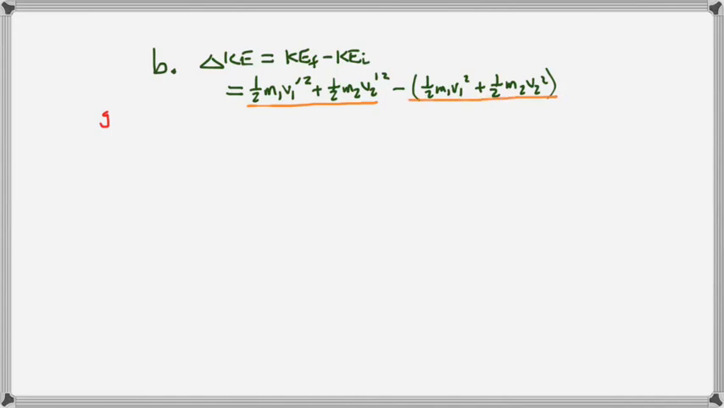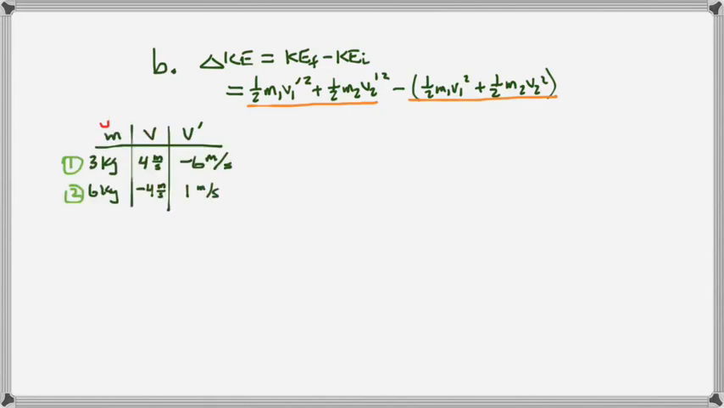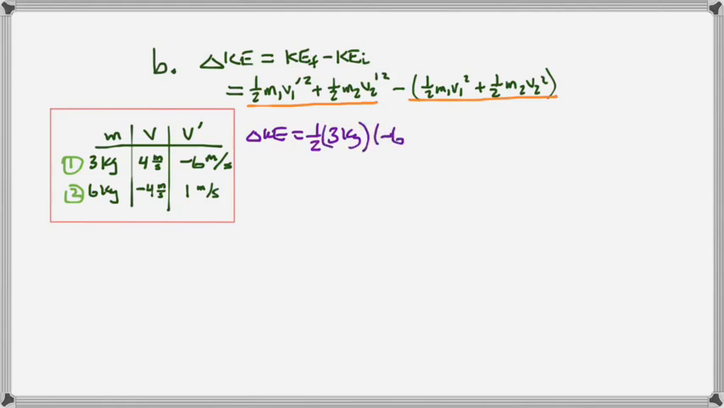And now we're just going to plug in the values that we have. So let's remember what they are, from the other side. So we're going to get delta KE. The change in kinetic energy is going to be 1/2 times that 3 kilogram times negative 6 meters per second squared. Okay, I'm going to pause the video right now. I got you the first value. The 3 kilogram final speed is negative 6, and I'm squaring it, plus 1/2 times the 6 kilogram times its speed.